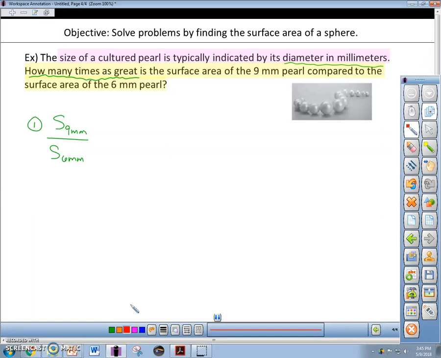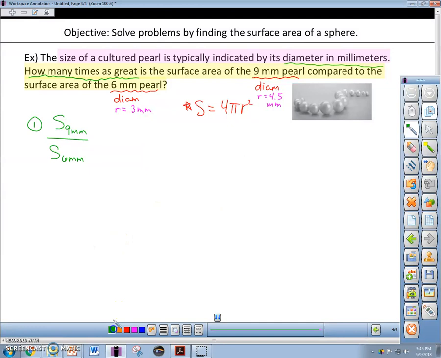So here we have to remember our 9 millimeter pearl. That 9 millimeters would represent the diameter of that pearl, and the 6 millimeters represents the diameter of that pearl. In our surface area formula, remember, we use radius. We have 4 pi r squared. So our radius, remember, is half of the diameter. So here our radius r would be 3 millimeters. And here our radius would be half of 9, which is 4.5 millimeters.